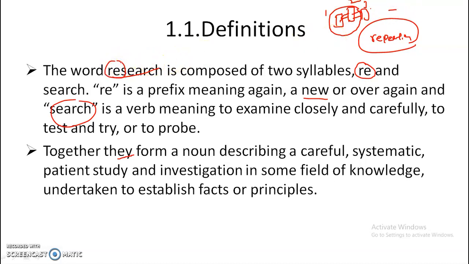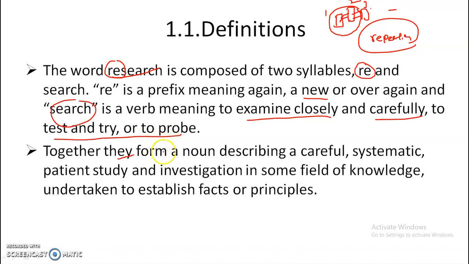So re means repeating again and again. That means doing the literature survey. Just go to the past issues or past papers, previously published journals, and try to search for whatever problem or concept you want to get. Search means you have to examine closely and carefully, to test and try, or to probe.